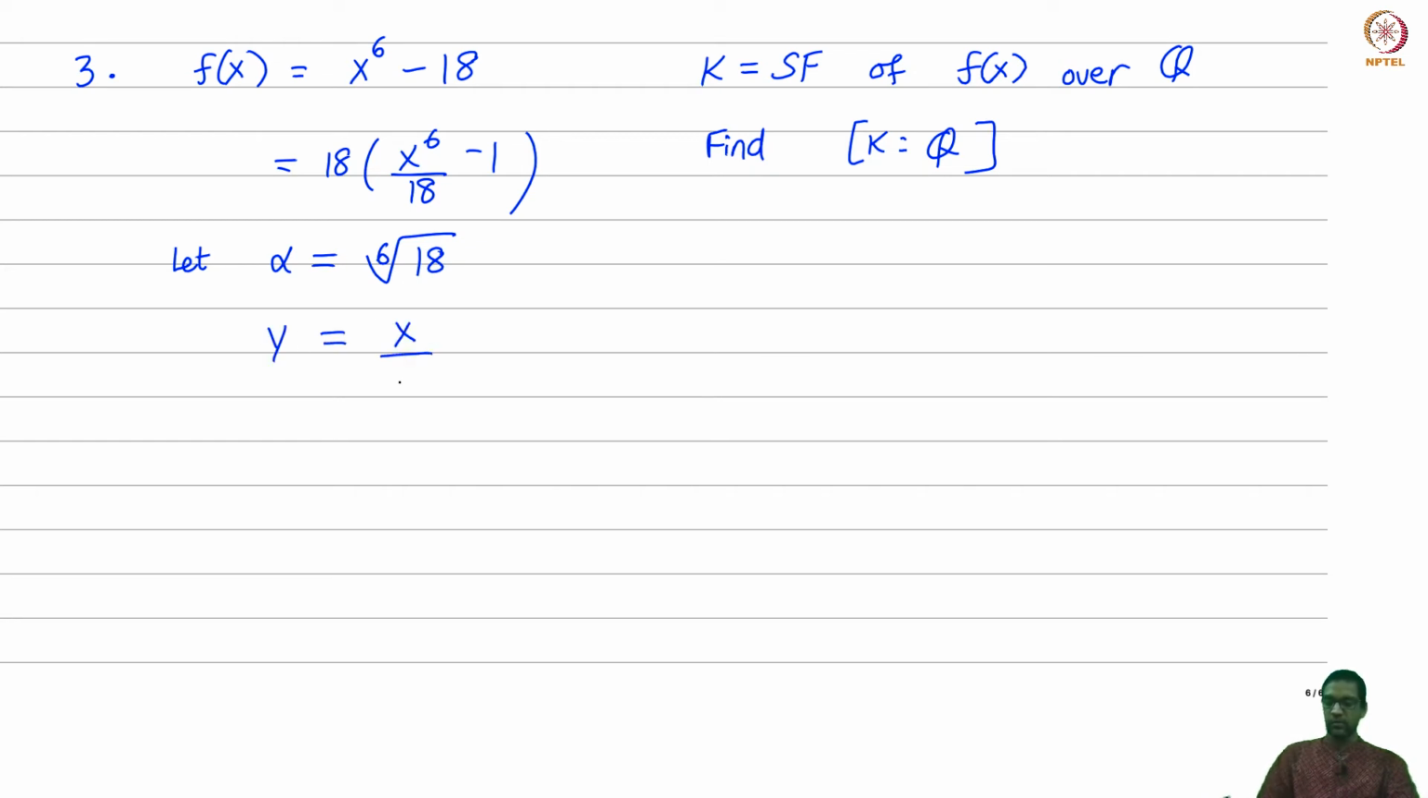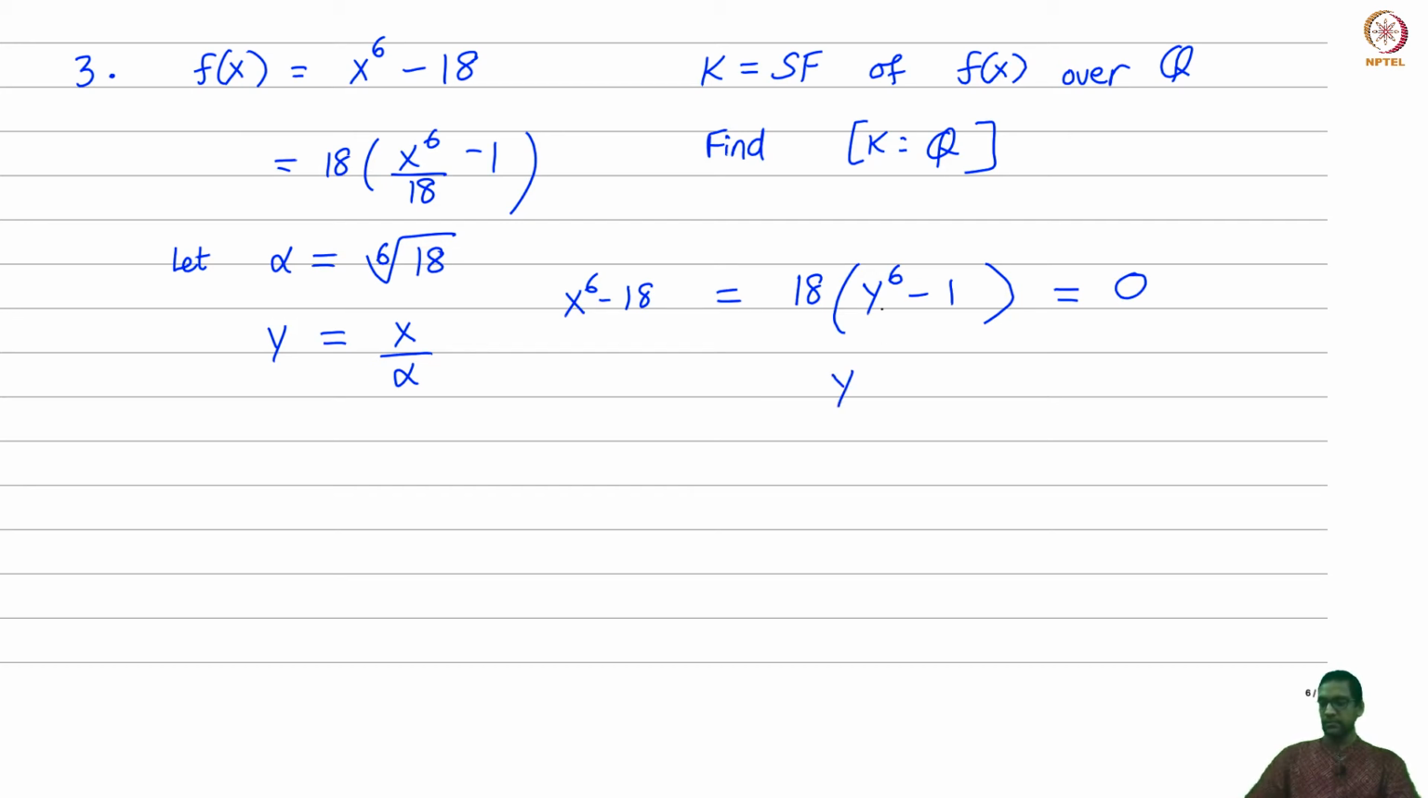And therefore, let me also change variables. Let me call y as x by alpha. Then observe that f of x can be rewritten as follows. It was 18 times y to the 6 minus 1. Okay, so I have changed variables to y, and now it has this nice form. So now let me think of my polynomial as a polynomial in y rather than a polynomial in x. So to start with, I had this. Okay, so let me find its roots.